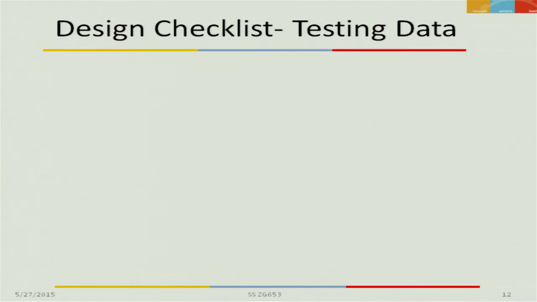So these techniques are things that architects should keep in mind and basically create that as a design guideline. Design checklist is now we move on for testing data. So we have covered allocation of responsibilities. Now let's look at testing data for testability purpose.